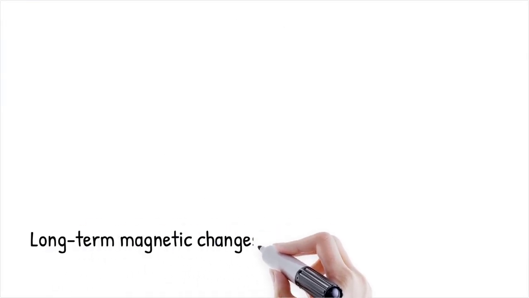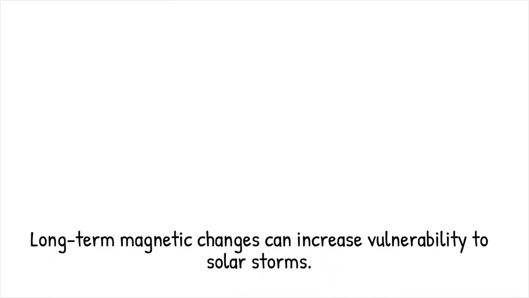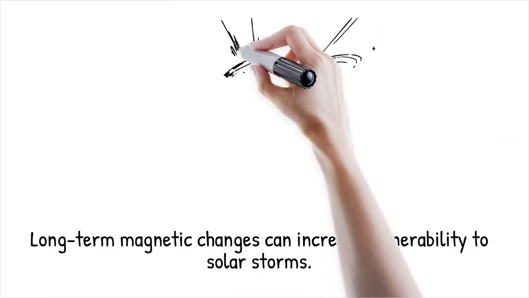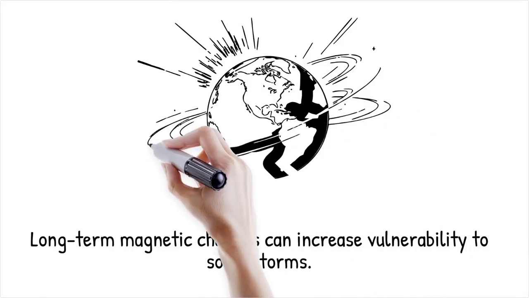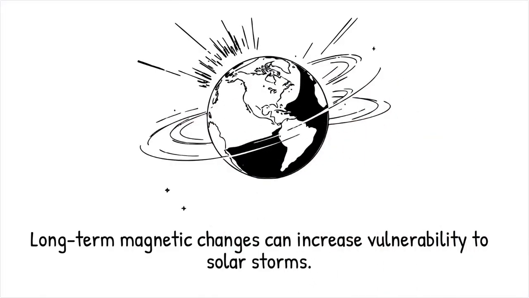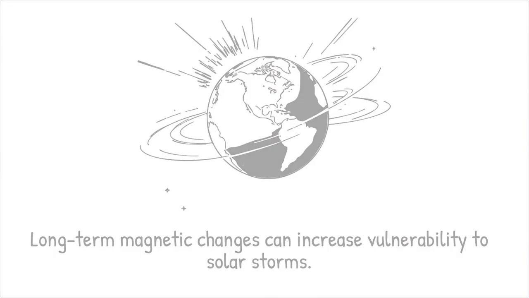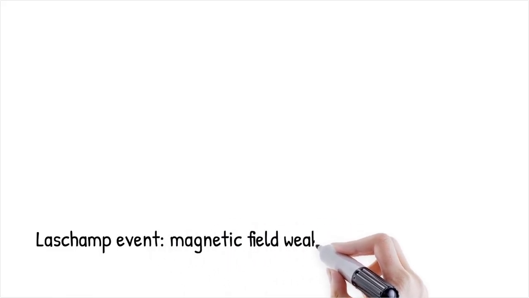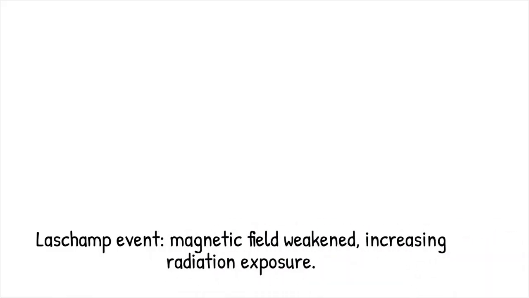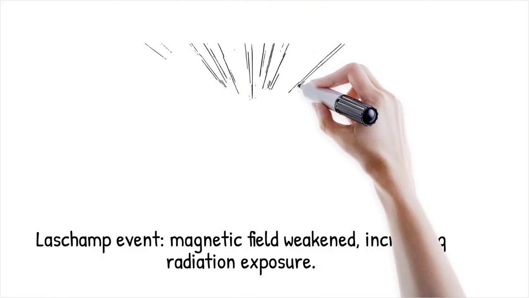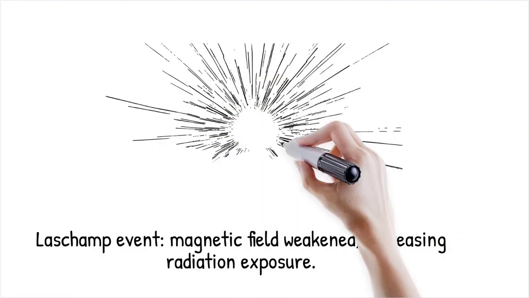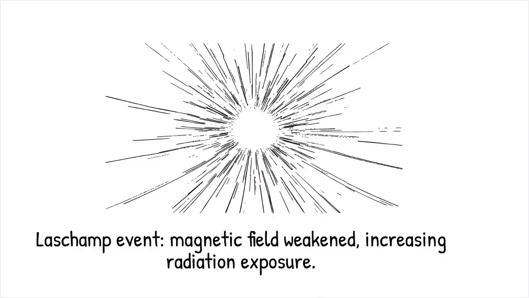While the field remains relatively stable over short timescales, long-term changes can result in weakened magnetic protection, increasing vulnerability to solar storms. Studying these fluctuations helps predict potential disruptions to Earth's magnetosphere. During the Longchamp event, 41,000 years ago, Earth's magnetic field weakened significantly, exposing the planet to higher cosmic radiation levels. It is like a boiling pot of water, where swirling currents constantly change, sometimes creating turbulence and instability.